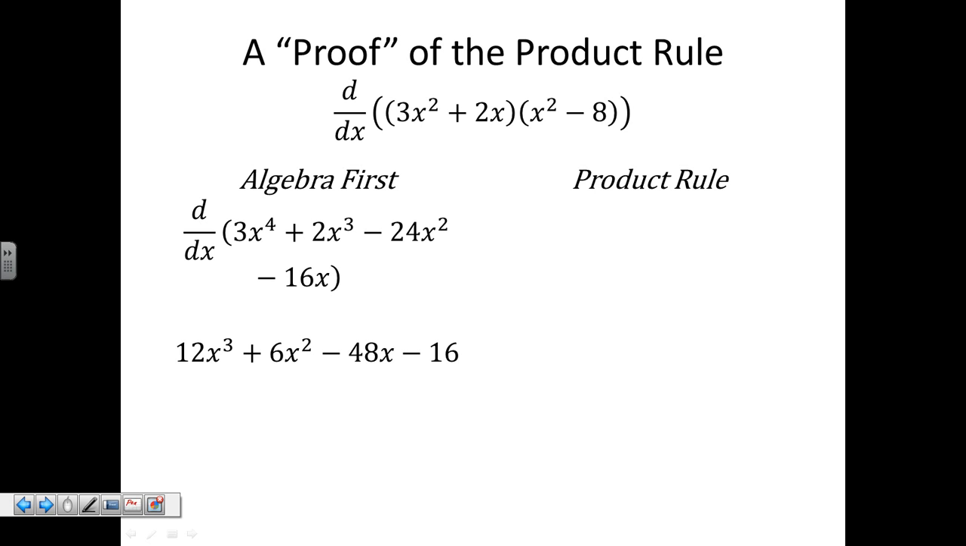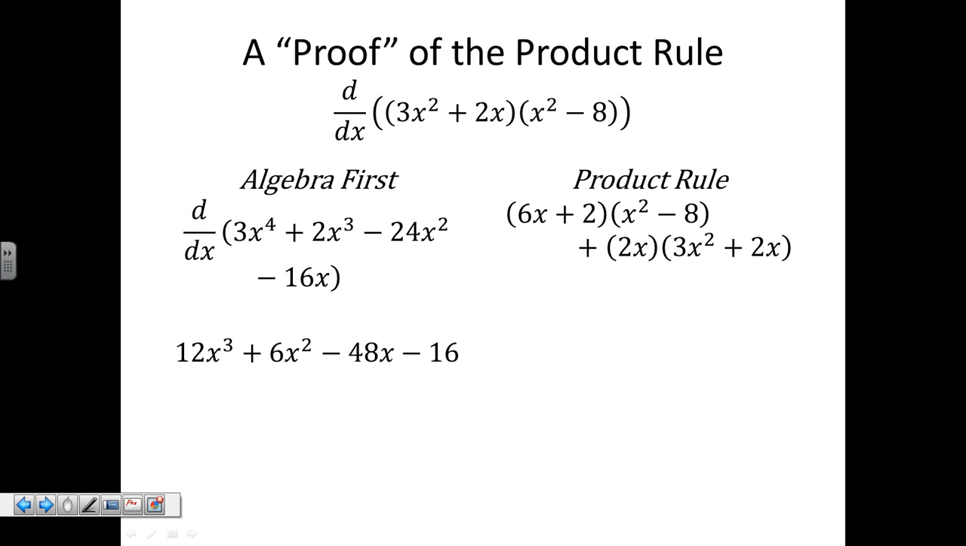Now if I do the product rule, I have to take the derivative of the first expression, so my 3x squared plus 2x, the derivative of that is 6x plus 2, multiplied by the original second expression, x squared minus 8.